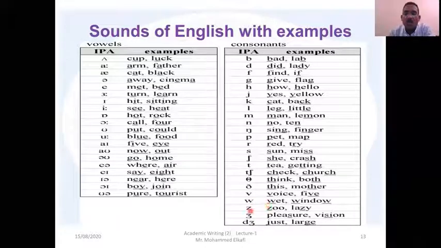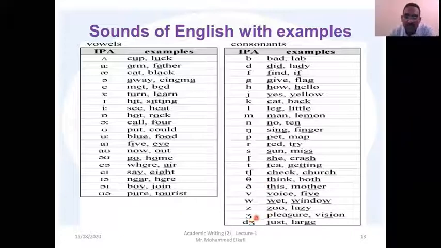Wa. This one is z. Your tongue is inside, not like th. Th, the, but this one is z. Zoo. Your tongue is inside the mouth. Lazy. The sound here is z, but this one is the.